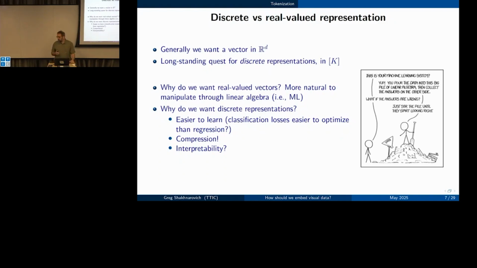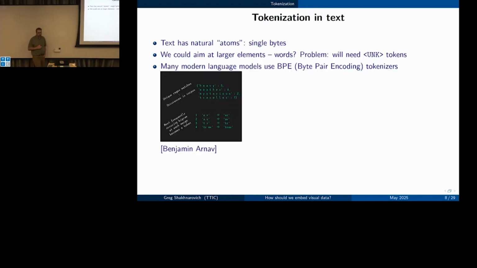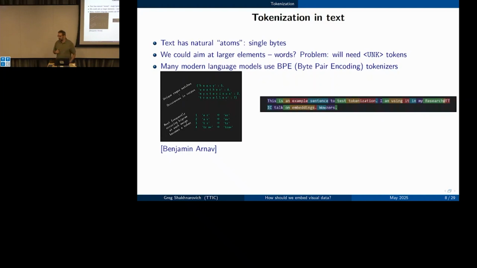Maybe. Yes, even though the tokens are optimized in language, many of those tokens are just words. So, interpretability. Many are words. This is an example, a tokenizer from GPT. Everybody has to have an example of GPT. I can't bring myself to produce the stuff that GPT writes, so I just have a tokenization example from GPT-4o. This is the actual tokenizer that it has. This is an example sentence to test tokenization. I'm using it in TTIC on embeddings, wowzers.